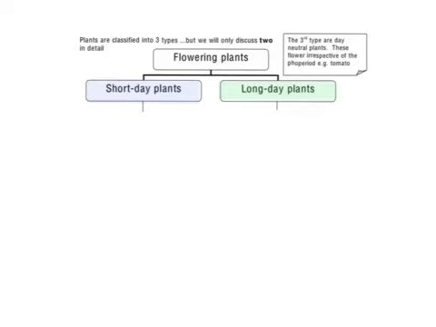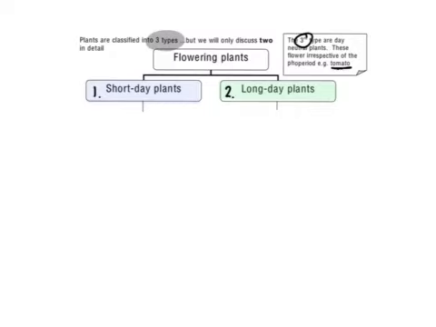Plants are classified into three types, but we're going to focus mainly on two. One is called short day, one is called long day. The third type are frequently called day neutral. In other words, they don't care whether it's a long day, short day, long night, short night. An example is tomatoes. They flower whenever they feel like it. But you have to very precisely be able to explain the difference between these two types of plants.